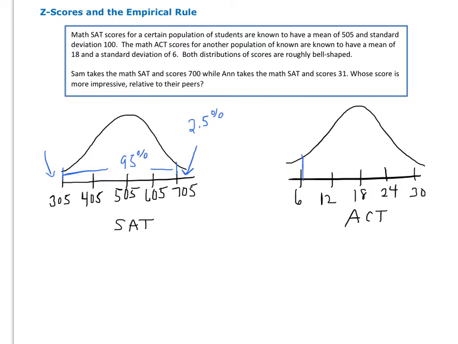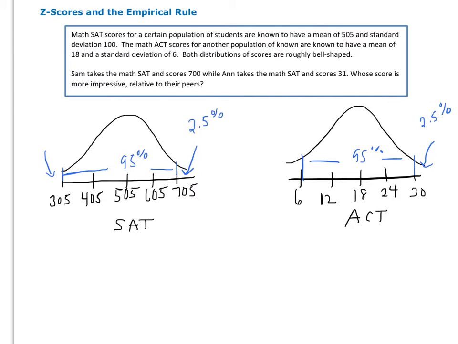Marking off 2 standard deviations in each direction from the mean, we know that, again, 2.5% will score above 2 standard deviations from the mean. So students who scored above the 30 were in the top 2.5%.